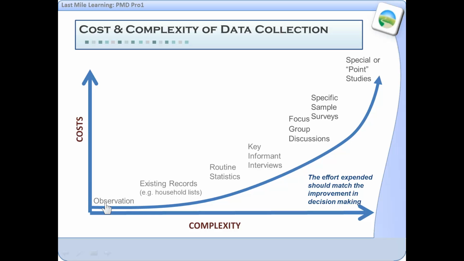And of course, simple observation is the cheapest. This just means as you're doing your work, you're just watching what's going on. Reviewing existing records, you're not collecting new data, you're just reading what is already there.